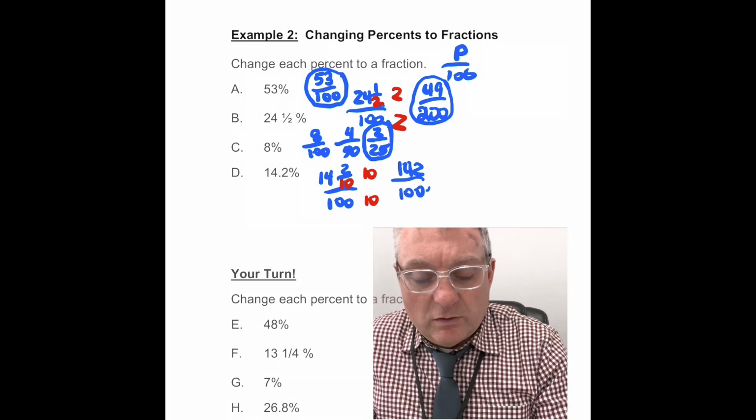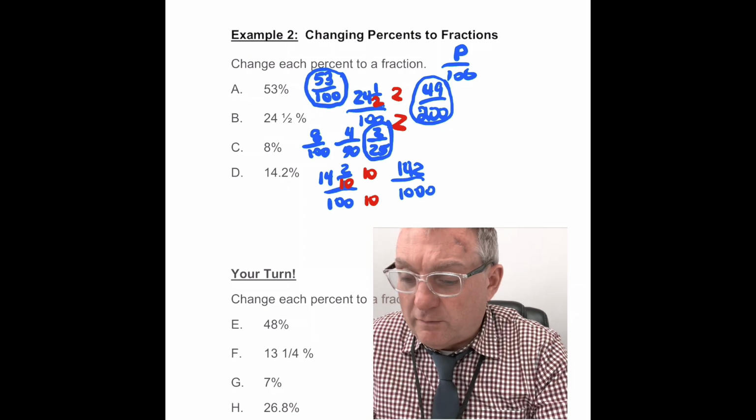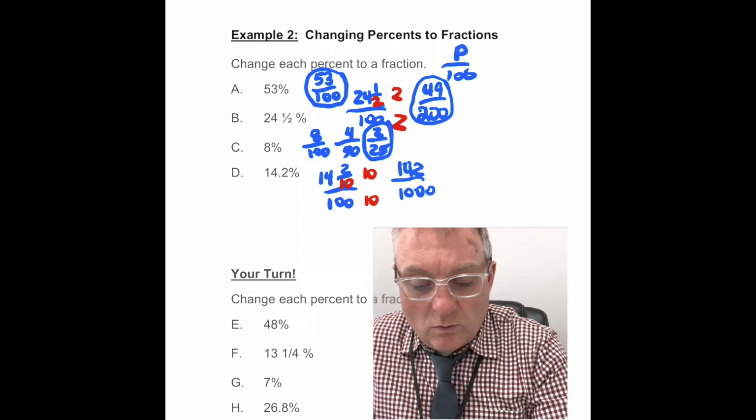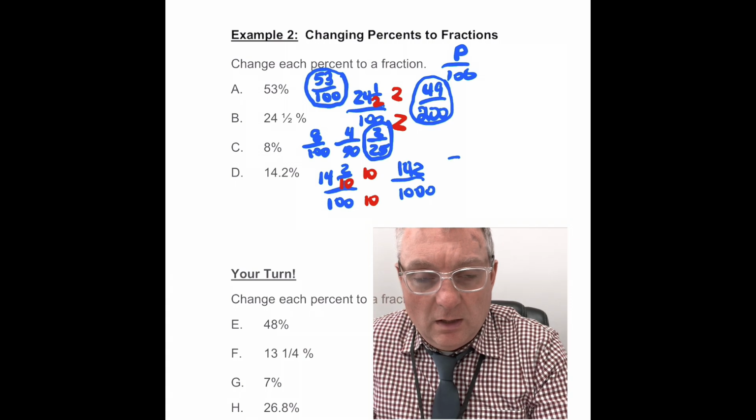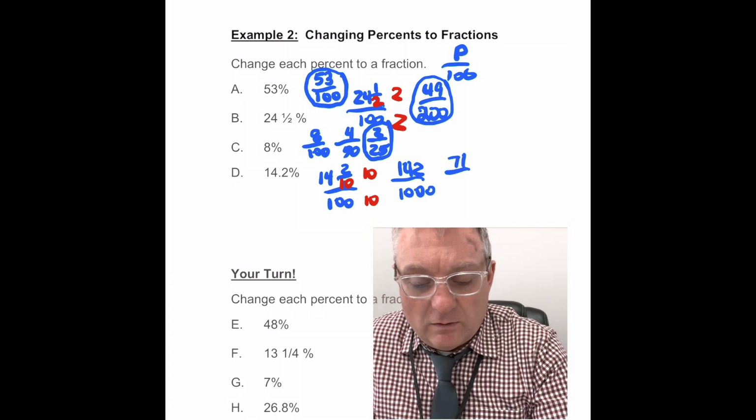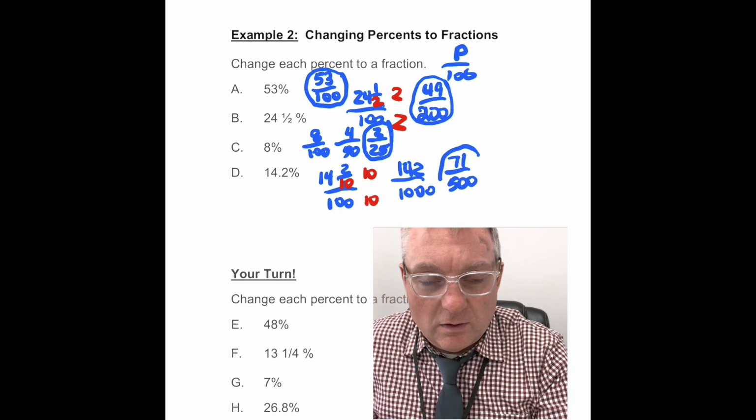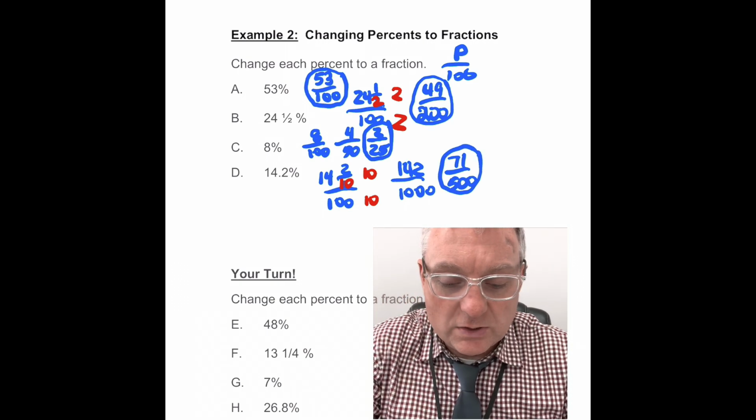142 and 1,000 both divide by 2. 142 divided by 2 is 71. And 1,000 divided by 2 is 500. And that's as simple as we can go. So that's how you convert percentages to fractions.